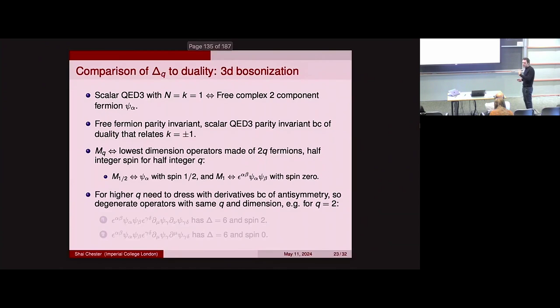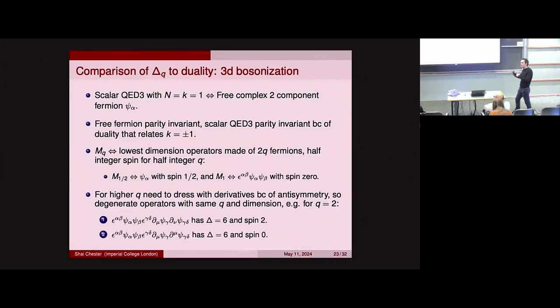So even though this is a free fermion theory, it's not totally trivial, because as Q gets bigger, you have to start dressing your fermions with derivatives, because otherwise the operator would just be 0, because the fermions all anti-commute. And so to give the lowest non-trivial example, say we're trying to relate the charge 2 monopole to the 4 fermion operator. So we have 4 of these fermions. We have to dress with 2 derivatives to get something non-zero. And there are 2 different ways of contracting the indices of these derivatives. So that means there are 2 degenerate operators in the free fermion theory. They both have dimension 6, but one has spin 2 and one has spin 0.